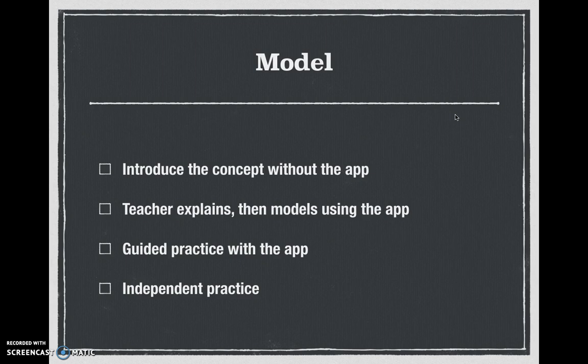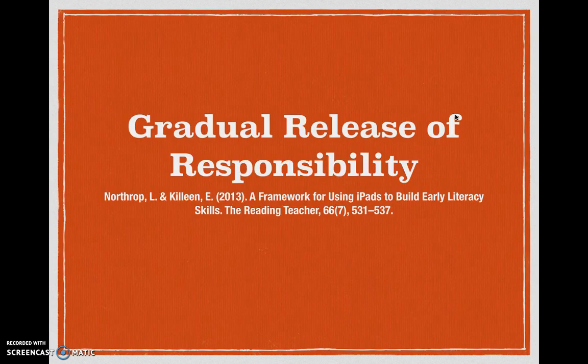Now this model will be different for different ages of people. You might have more independent practice for those who are more mature and more understanding and more knowledgeable of the tools that you're using. And you might have less of it if you have younger students who maybe aren't as understanding or knowledgeable about the app. So that's the general model. It's a good way of thinking about your one-to-one lesson too. The gradual release of responsibility model.